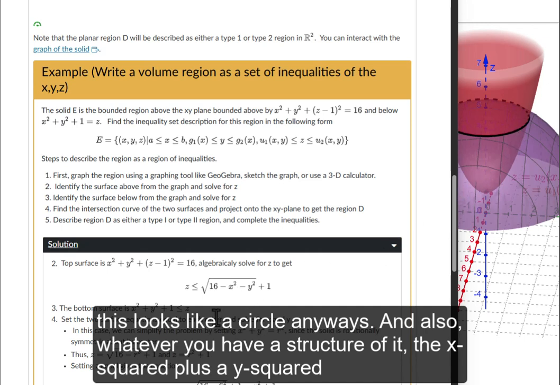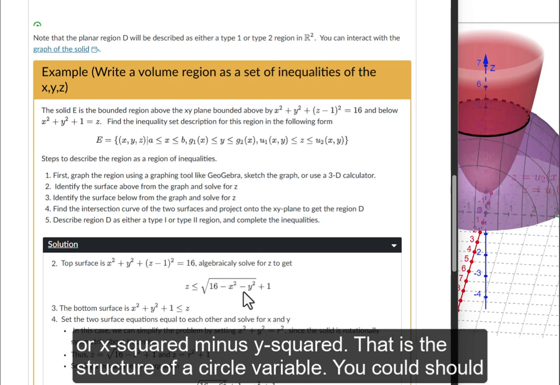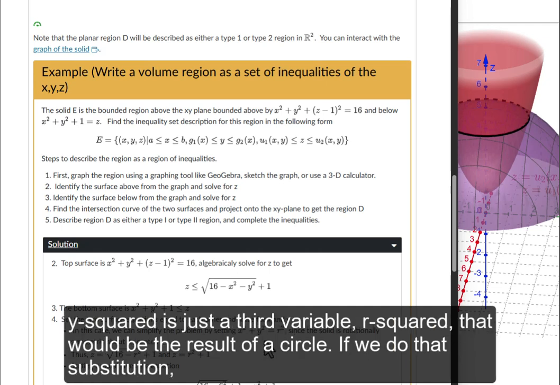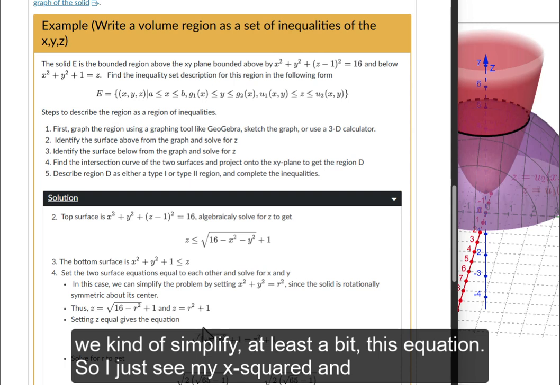And also, whenever you have a structure of an x squared plus a y squared or an x squared minus a y squared, that is the structure of a circle variable. You should think polar coordinates centered at the origin. In which case, we could just describe our x squared plus y squared as just a third variable, r squared, that radius of the circle. If we do that substitution, we simplify, at least a bit, this equation.